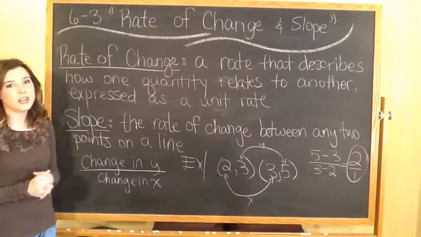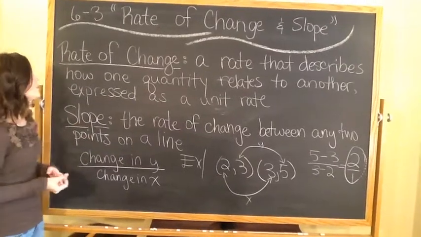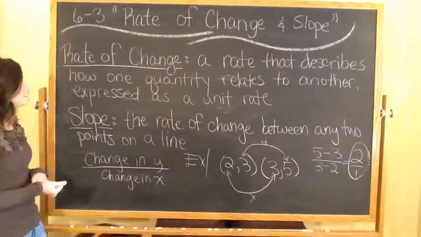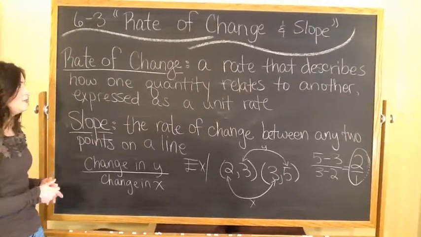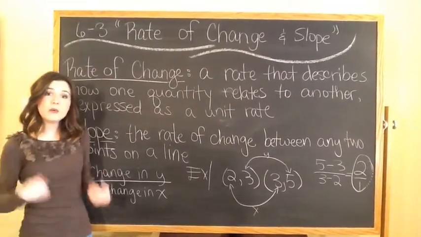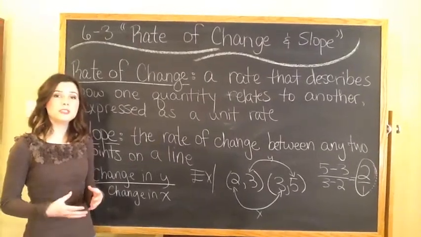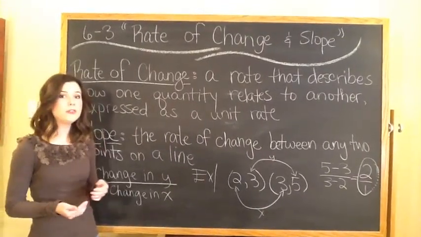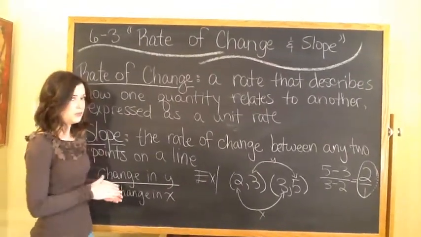Okay, so first of all, let's figure out what a rate of change is and what the slope is. The rate of change is a rate that describes how one quantity relates to another. It's usually expressed as a unit rate. We've already dealt with unit rates, so we're going to be using the information that's in a chart or on a graph and then simplifying it down to make a unit rate.